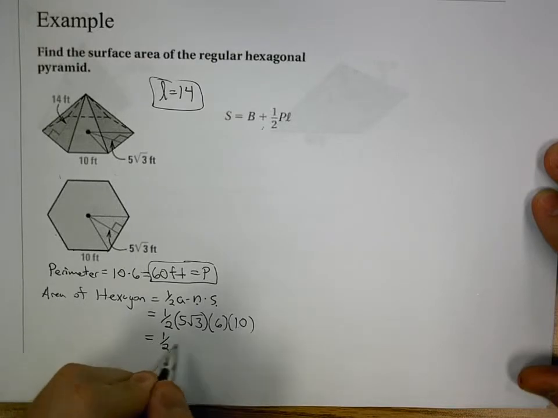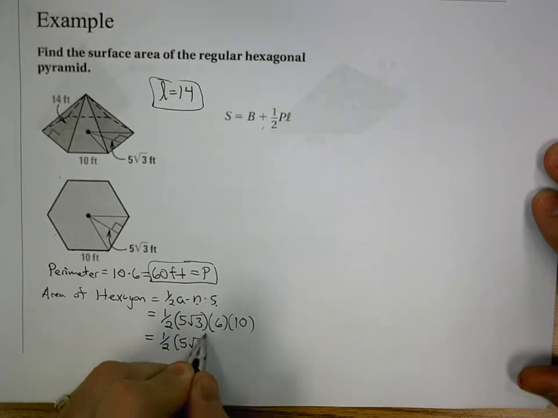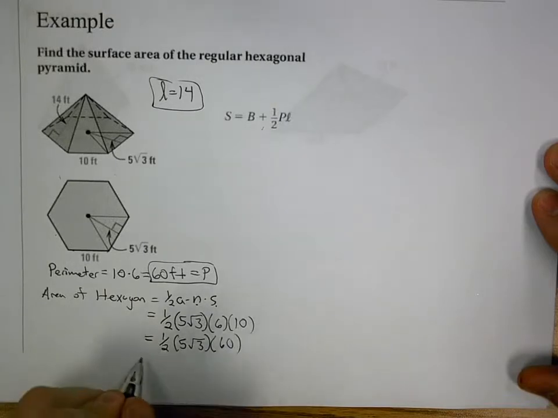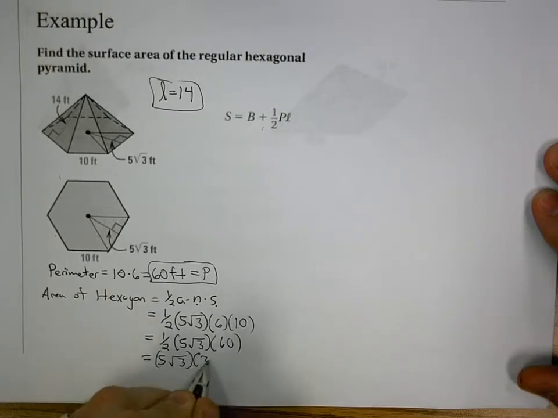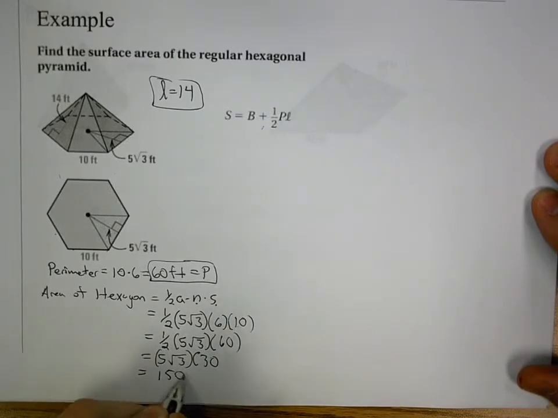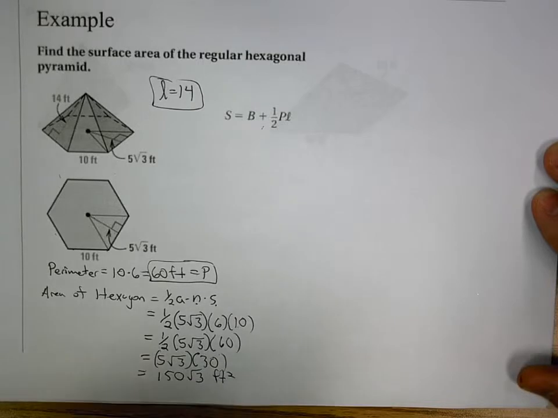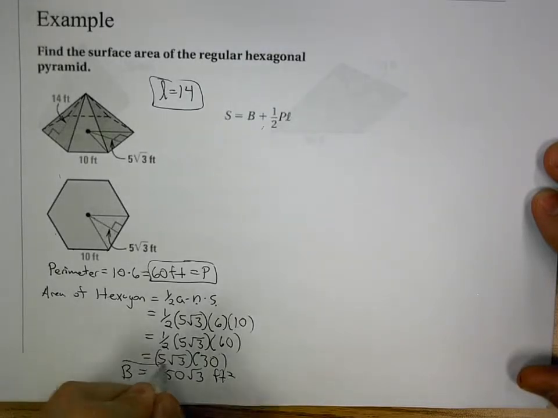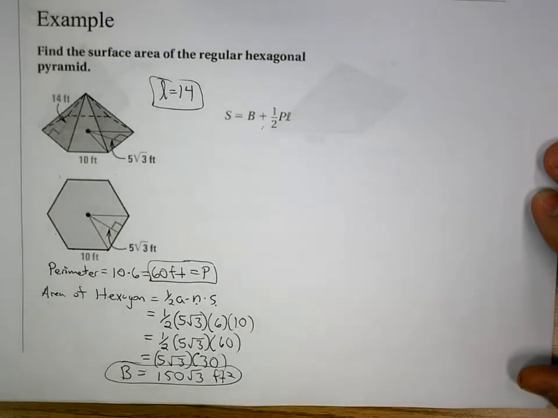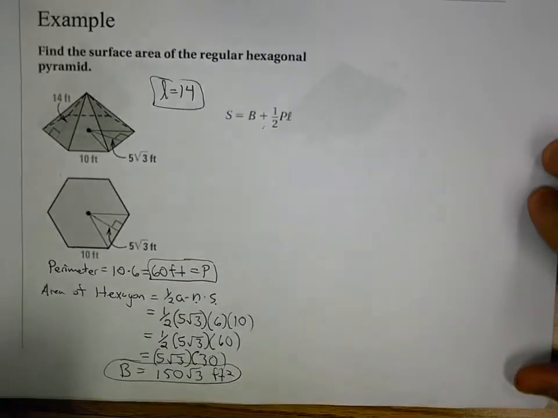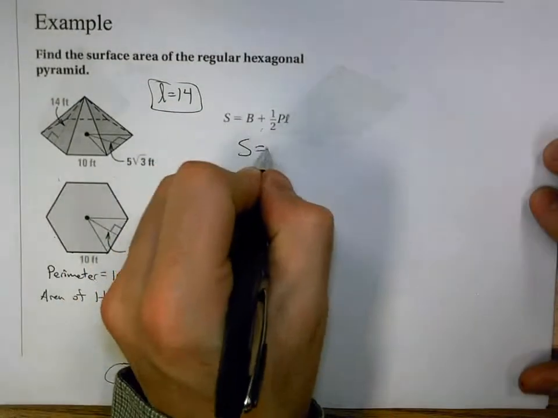So I have 1/2 5√3 times 60. I could take half of 60 and get 30, and I get 150√3 feet squared. And that's the area of my hexagon. That is my base area. That's the next part I need. So I have all three values. I go up and plug them in.